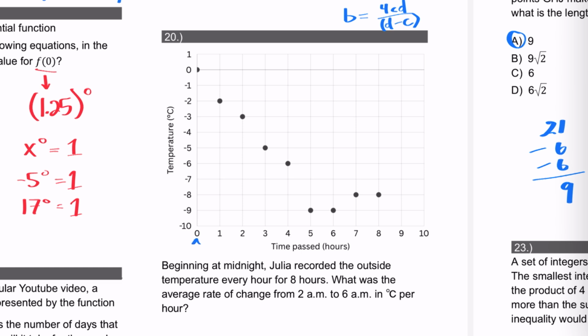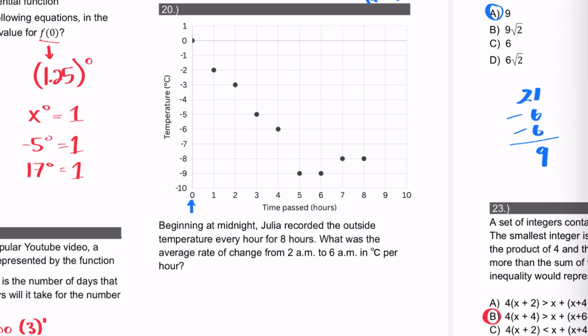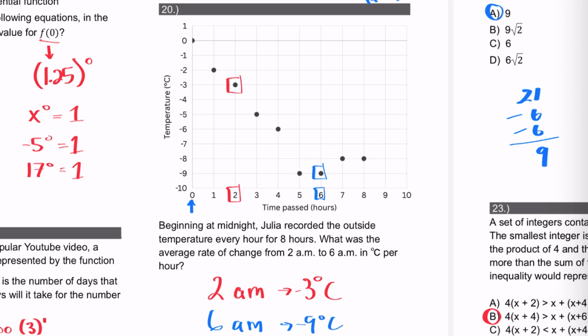So we notice the 0 for time passed is the beginning at midnight there. And so this here would be 2 a.m. We note that it's -3 degrees. So let's write that. 2 a.m. would be -3 degrees Celsius. And then over here at 6 a.m., it is -9. So 6 a.m., it is -9. Now let's make sure we list this how they want it. They want the average rate of change in degrees Celsius per hour.